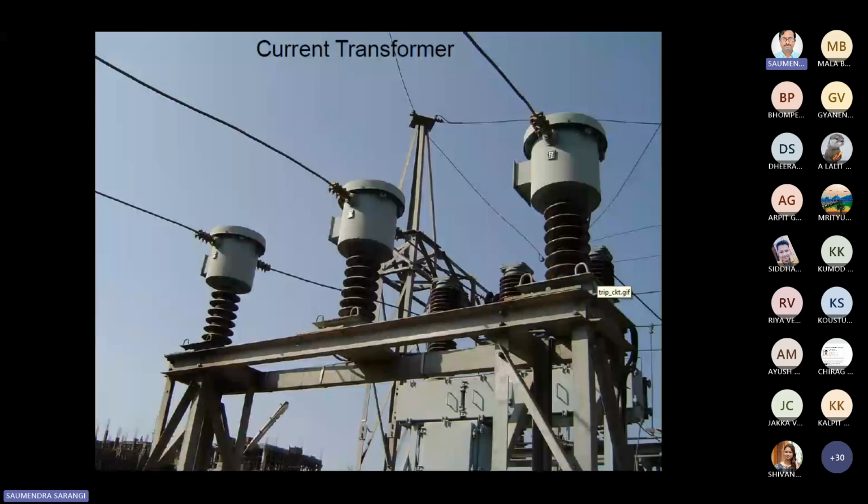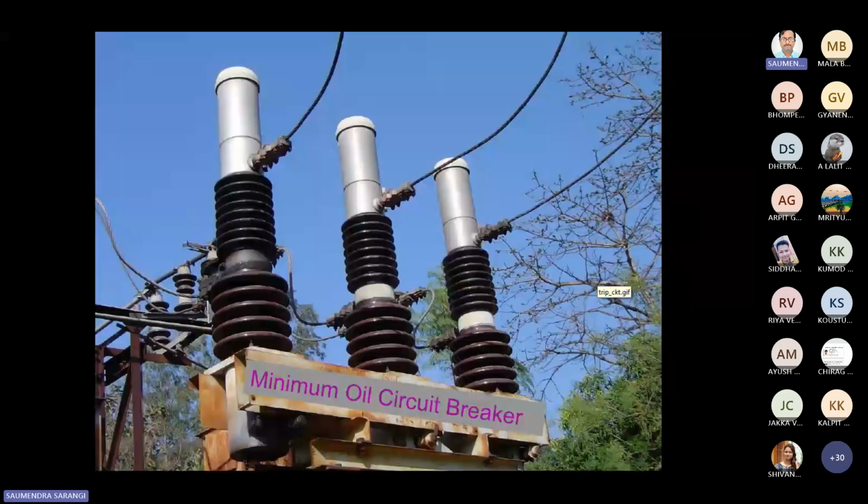So this is the minimum oil circuit breaker. So what is a circuit breaker? If you observe, the line is there, and in between, whenever a fault occurs inside this chamber, you are observing these chambers. So inside the chamber, the circuit breaker has to open. The movable contact I told you about has to be disconnected, right?